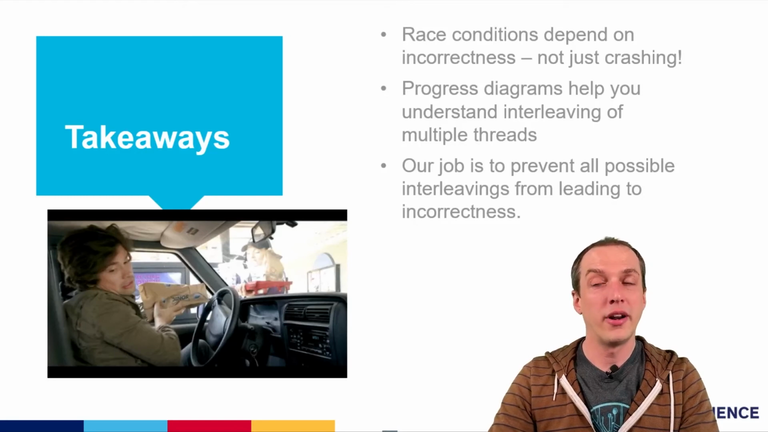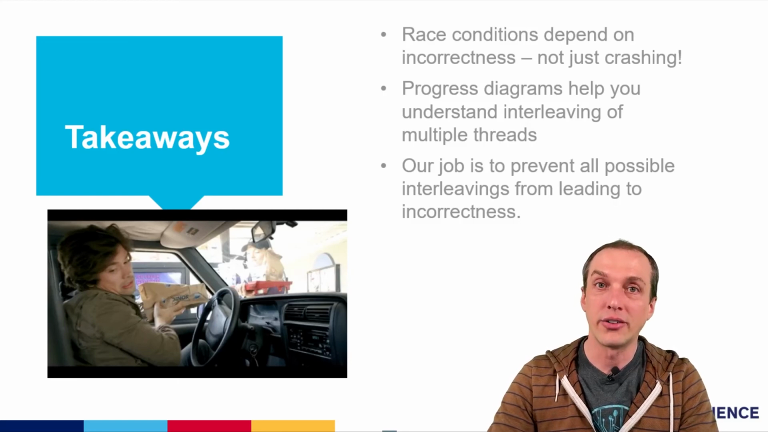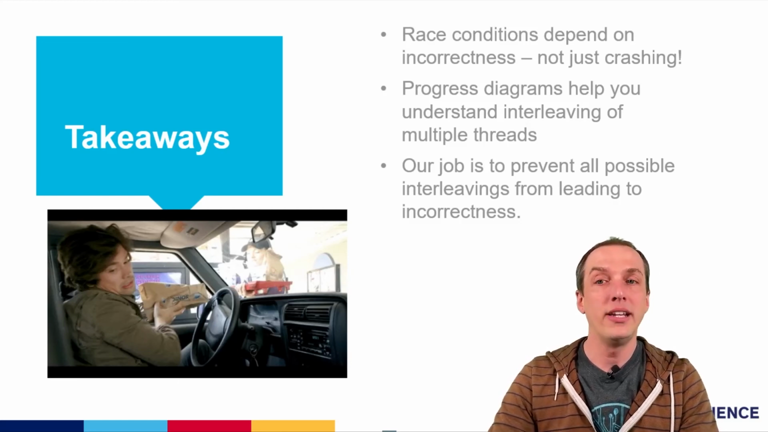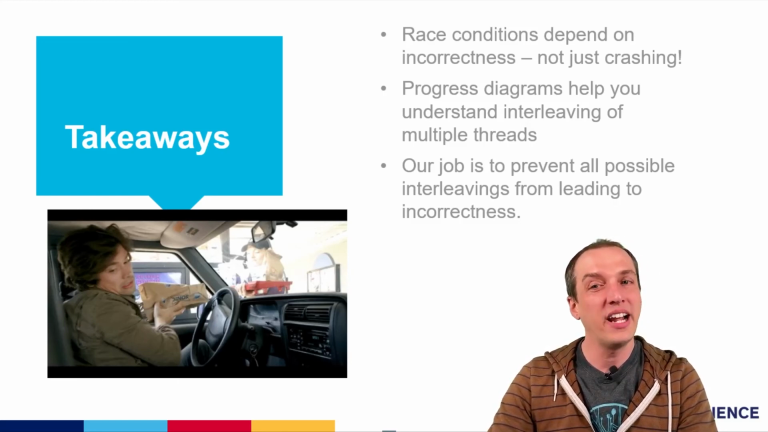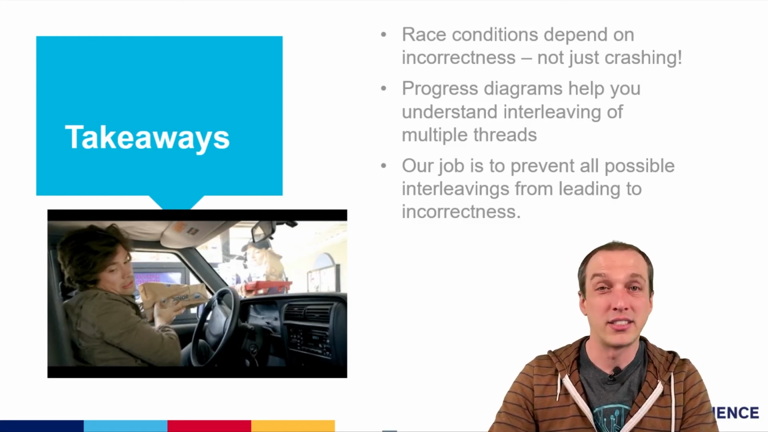So the three most important things to remember about race conditions are: 1. Races can cause incorrect results, not just crashes. 2. Progress diagrams help you visualize how certain interleavings lead to incorrect results. 3. We need to write our program so that interleavings which create incorrect results are impossible. There are several ways to do this, and mutex locks are just one of them.